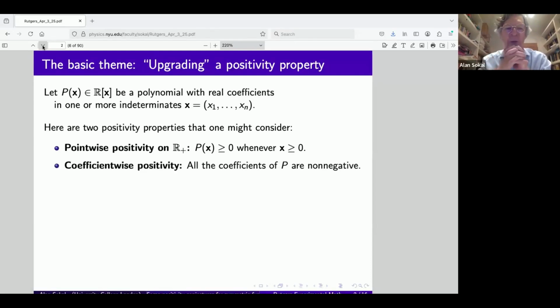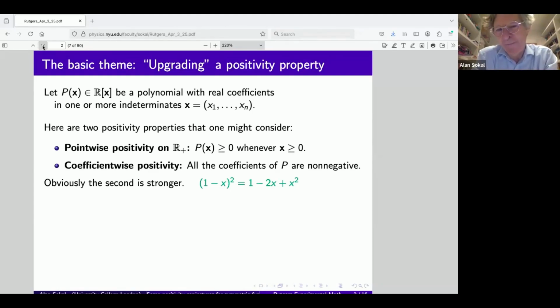Okay, so that's one positivity property you might consider. Here's another positivity property, coefficient-wise positivity. All of the coefficients are non-negative. Now that's obviously stronger, right? If you have coefficient-wise positivity and you put in non-negative values for the variables, then obviously the value of the polynomial will be non-negative. But the converse is clearly not true. For example, 1 minus x squared is non-negative. Well, non-negative not just on the positive axis, it's non-negative on the whole real line, but it's not coefficient-wise non-negative.